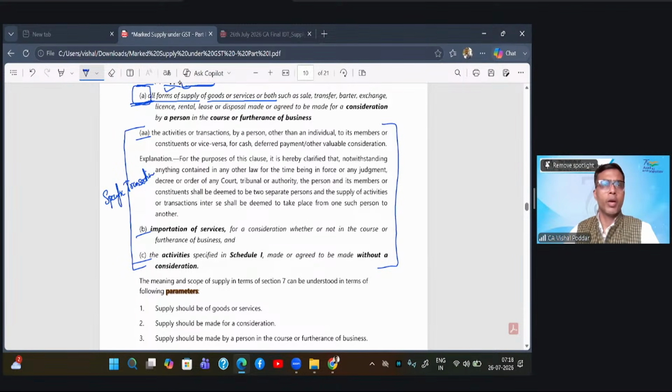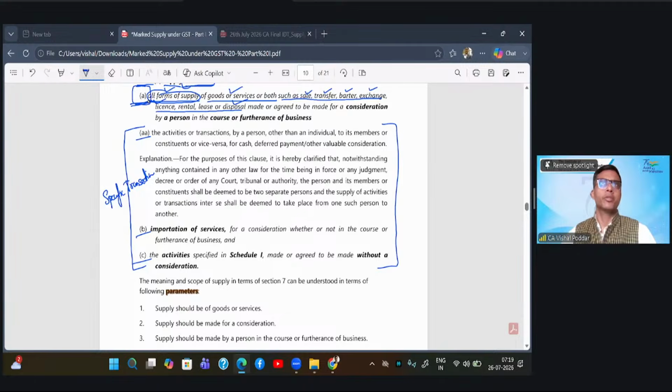So this is what you have to do, and this is what you have to do it on. So this is the transaction. This is the subject matter. Now, what are these forms of supply that are explained here, such as? So forms of supply are all these terms. Now, if you look at all these terms, students, these are all commercial transactions: sale, transfer, barter, exchange.